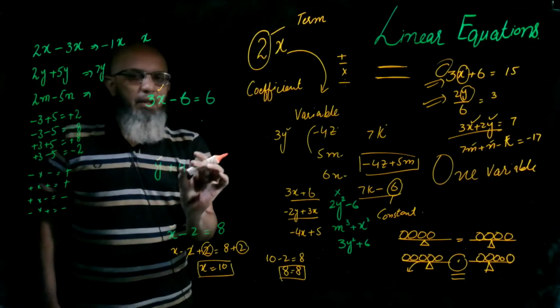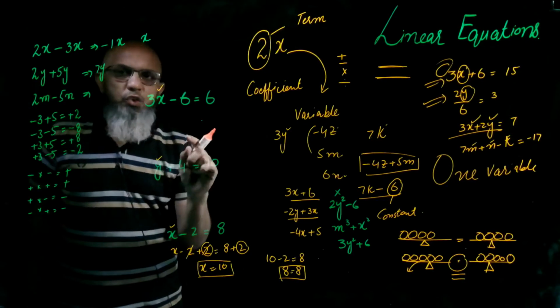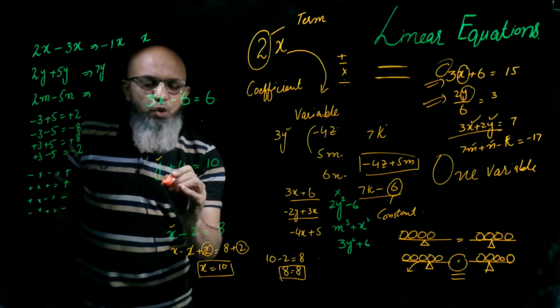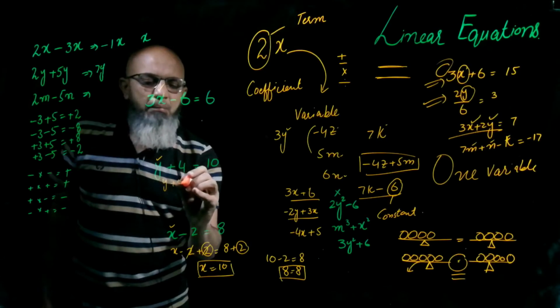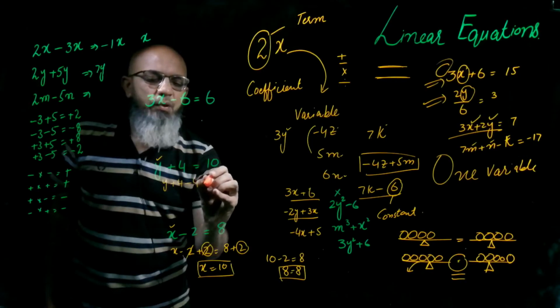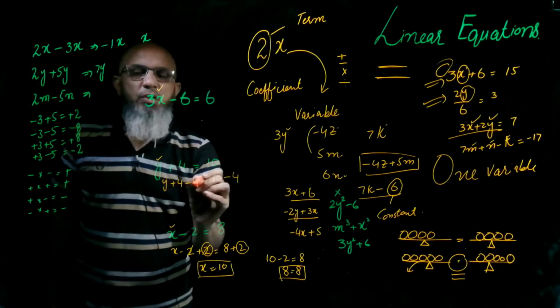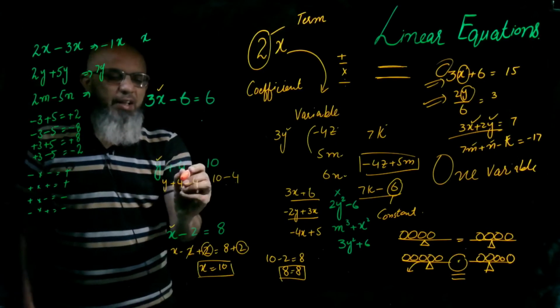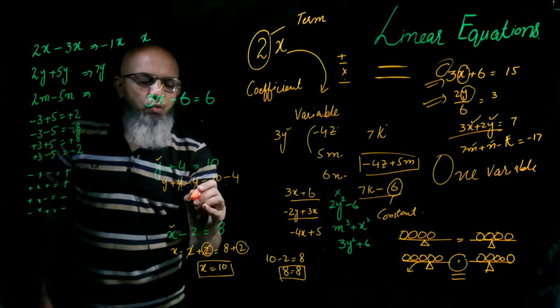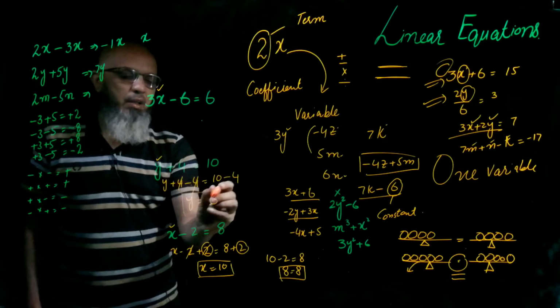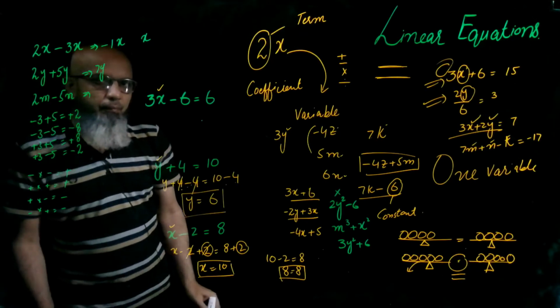What do we do here? Here we have plus 4. So what will we do? We will subtract 4 on both sides. So y plus 4 minus 4 is equal to 10 minus 4. We will do the same operation on both sides. So what do we get here? It will cancel, so y is equal to 10 minus 4, that is 6. That is your answer. Right?